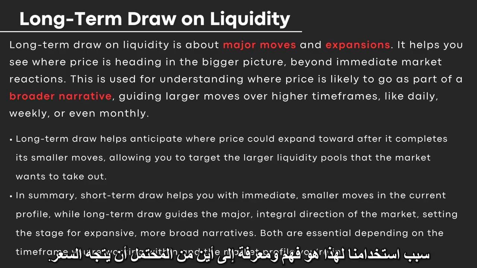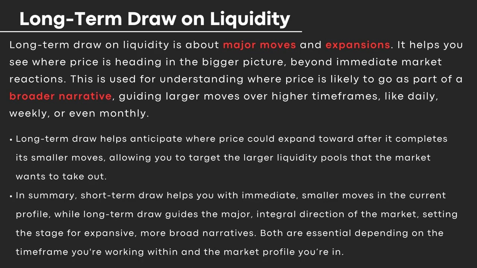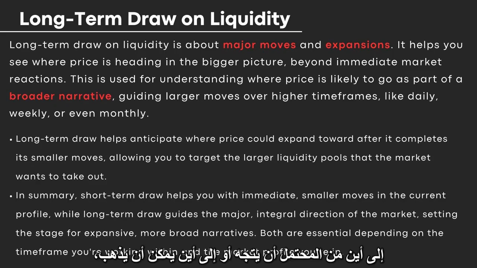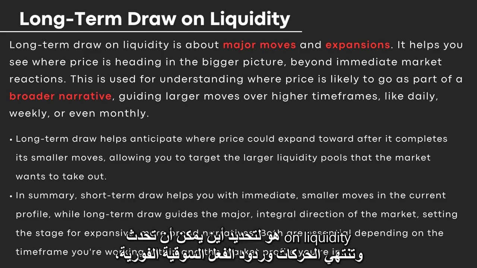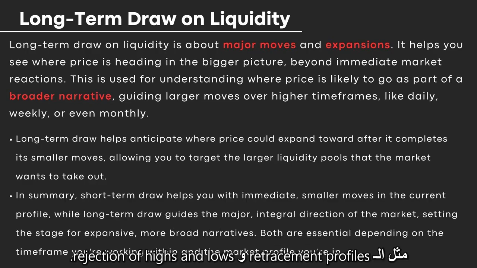The reason we use this is for the understanding of knowing where price is likely headed to, or where it could likely go, as a part of a broader narrative, right? Basically, it guides us on the larger moves on the higher time frames, daily, weekly, or monthly. Now, as we discussed earlier, short-term drawn liquidity is to determine where immediate market movements and reactions could occur, like retracement profiles and rejection of highs and lows.